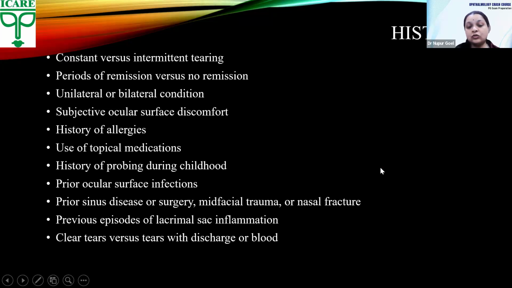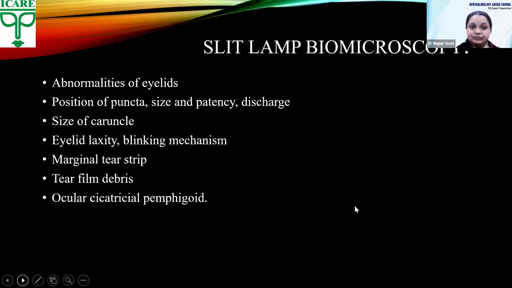If it's a bloody discharge, it could indicate a dacryolith or probably a tumor. This is followed by a good slit lamp biomicroscopy examination. Go stepwise: check for any abnormalities of the eyelids, the position of the puncta, their size and patency, any discharge, size of the caruncle, any eyelid laxity, and the blinking mechanism, because this acts like a pumping mechanism for the drainage of tears. Check the marginal tear strip, tear film debris, and any signs of ocular cicatricial pemphigoid.